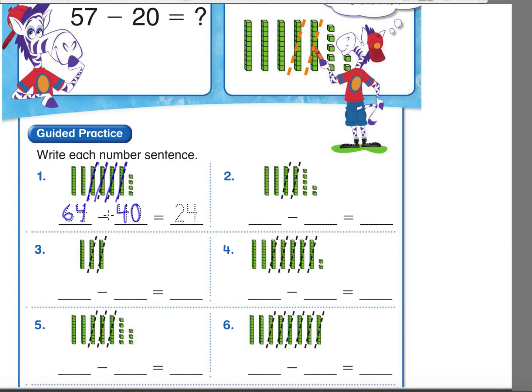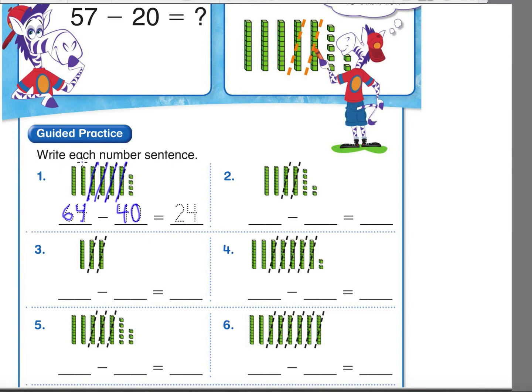And now for the answer, we count what's left. So we're not going to count these 10 rods that are crossed out. We're going to pretend they're not even there. Okay, so let's count what we have left.